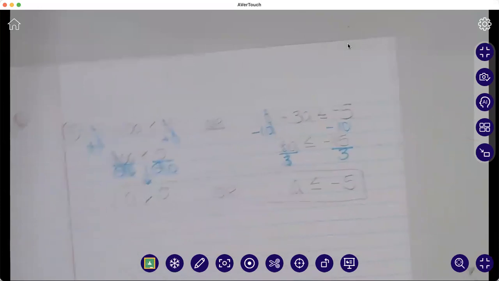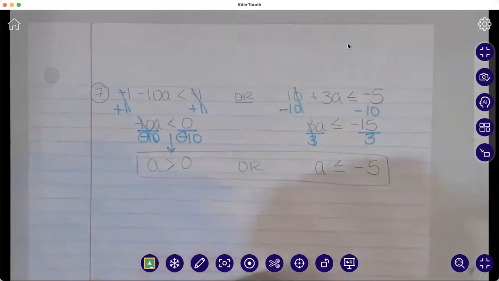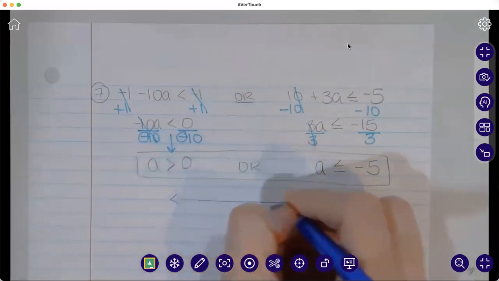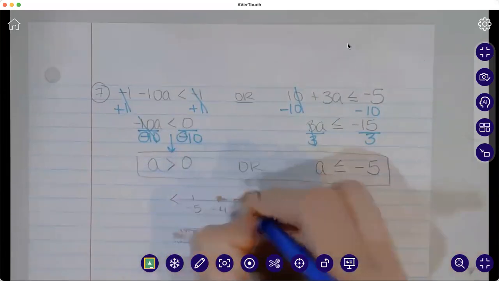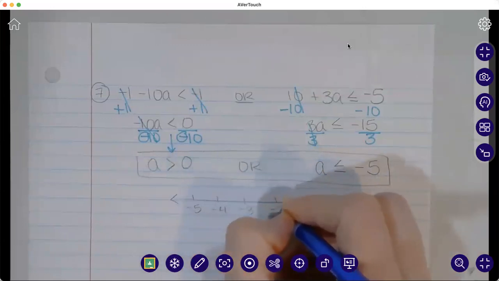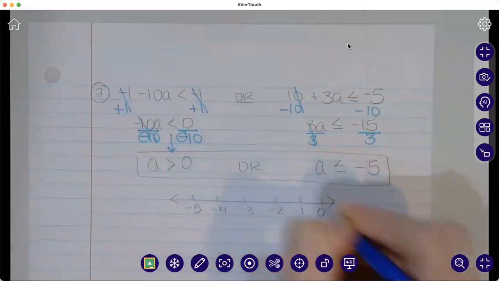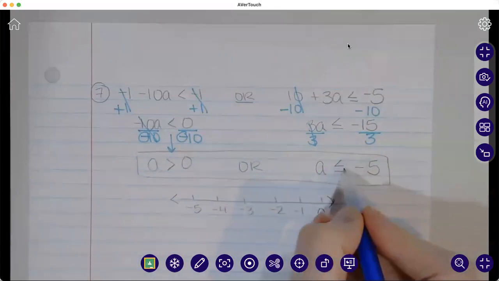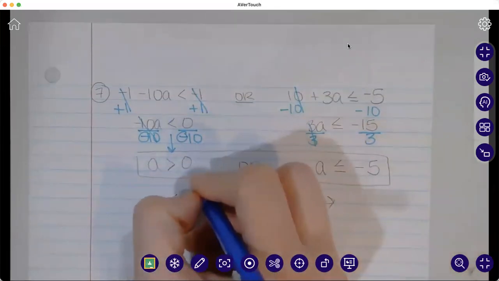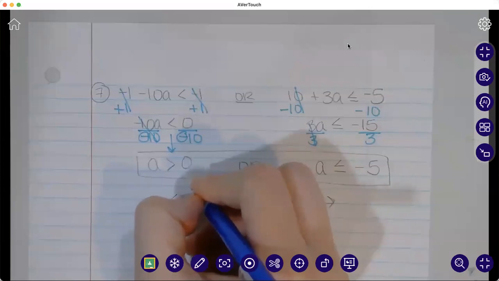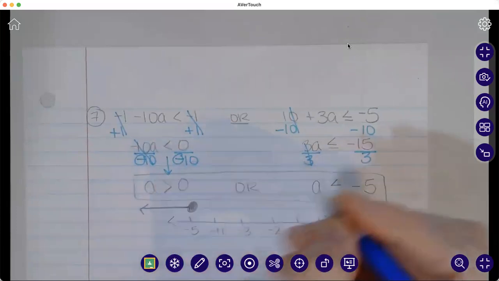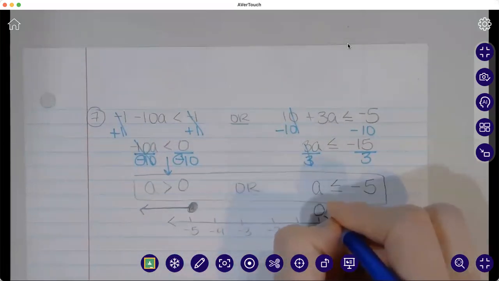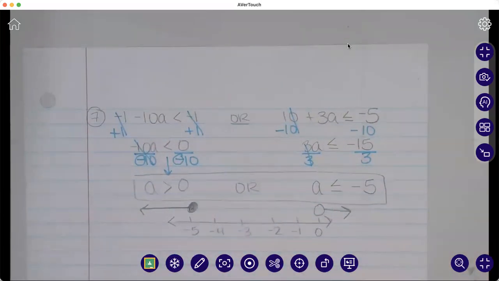And then for our graph, starting at the smaller number and working our way up to make sure we cover all our values. We're going to have a closed circle at negative 5, and a is less than or equal to negative 5, so it goes to the left. And a is greater than 0, so we have an open circle at 0, going to the right. And that would be our answer for number 7.